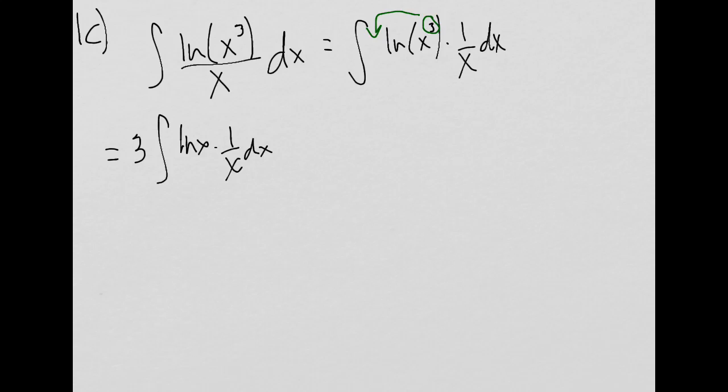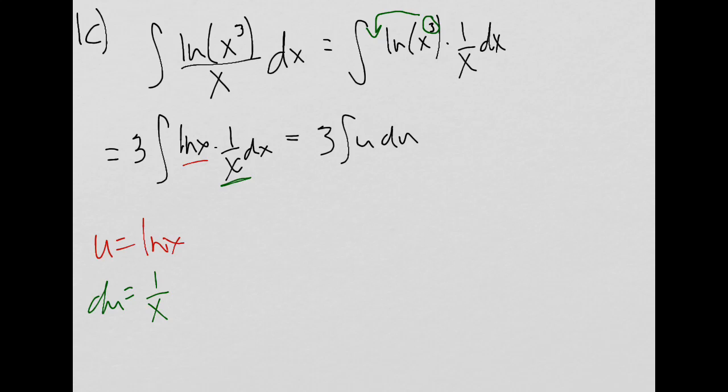And I hope that you clearly see that this is a u sub problem where I can let u be this thing, ln x, and then the derivative of u is 1 over x, so du is 1 over x dx. So when I do my sub, I get 3 integral of u du.